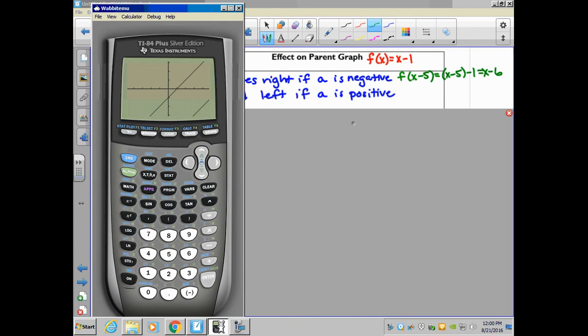All right, so let's try going the other direction. So let's make a positive 5. So that means I'm going to replace x with x plus 5. So x plus 5 minus 1 is x plus 4. So if I go to my y equals, and I'm going to change x minus 6 to x plus 4. From the original function, it moves it to the left. Okay? So that's how that works.